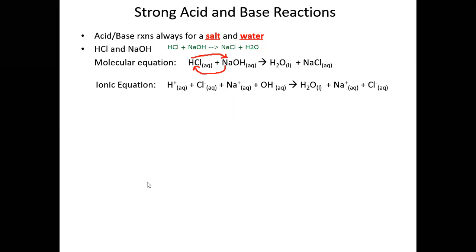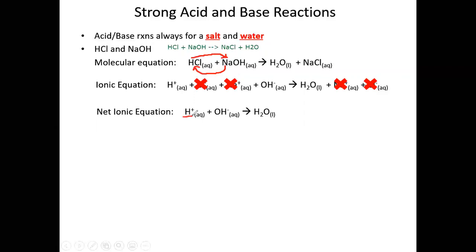And then notice, let me go back so you can see, that the cation and anion of the salt are the spectator ions, so they get crossed out. So the sodium and chloride are spectator ions, and what we have left is the net ionic equation. So again, for a strong acid, the reacting species is H+. For a strong base, the reacting species is OH-. So anytime you see HCl and NaOH, this is the net ionic equation.